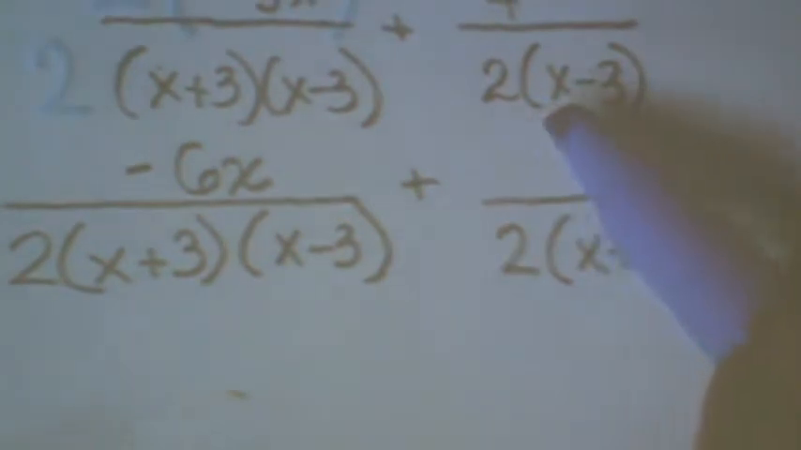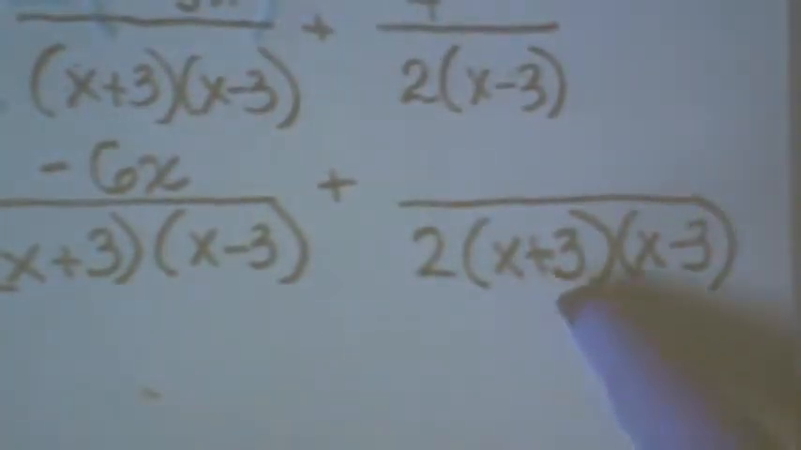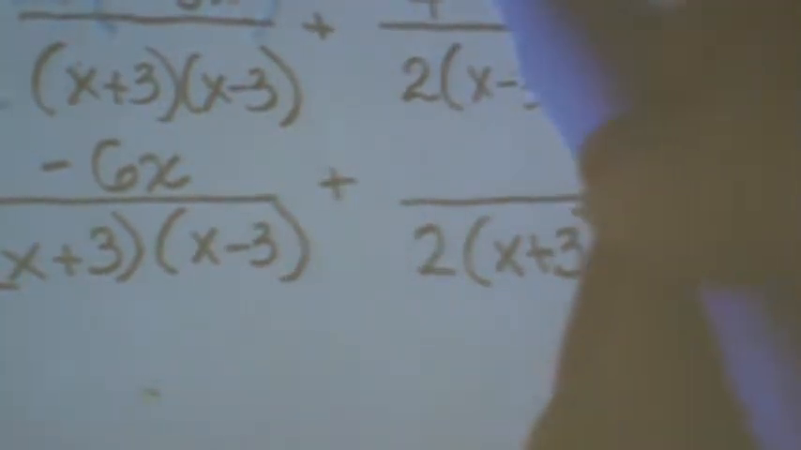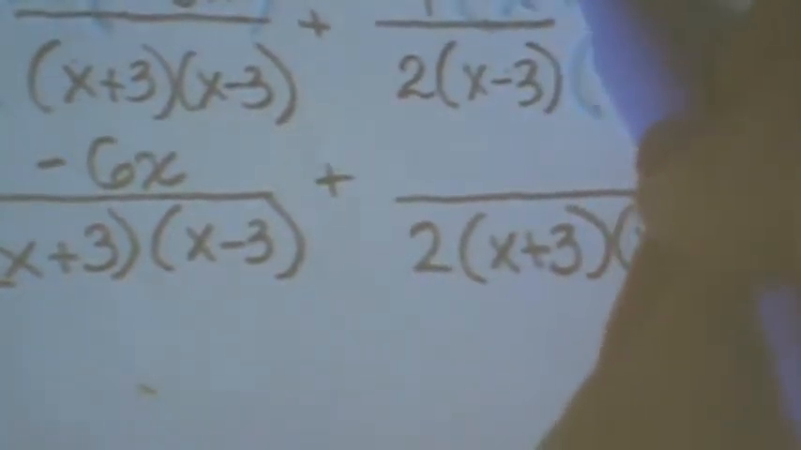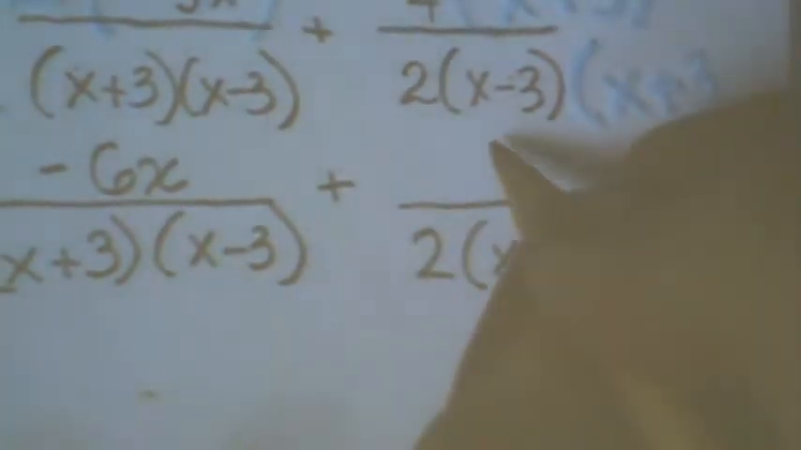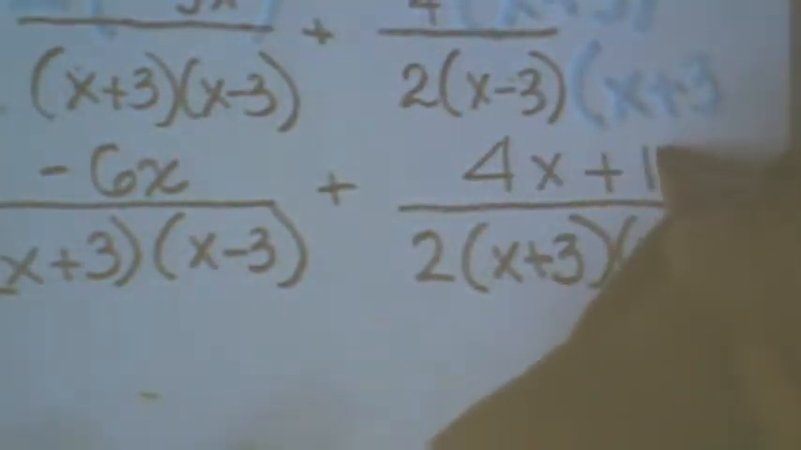Okay, over here on this side, we have that and we have that. What's missing? Times it by x plus 3. So then the top would be 4x plus 12. Good, 4x plus 12.